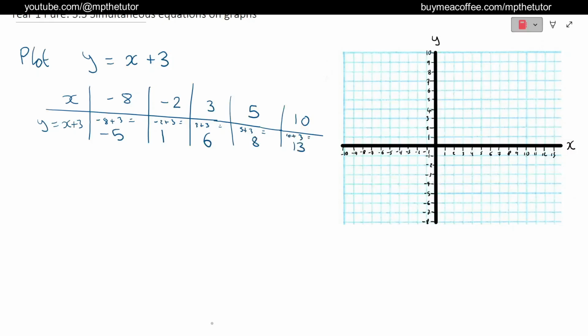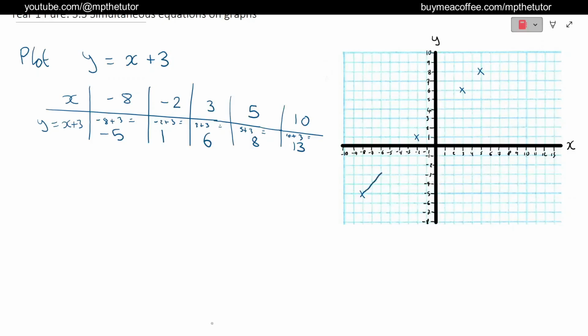So x is minus 8, y is minus 5, and you can put that across on the grid. When x is minus 2, y is 1, which puts across there. When x is 3, y is 6, so we go along and across. x is 5, y is 8, which puts you here. And then we have 10 and 13. When x is 10, y is 13, that doesn't actually fit on the graph.